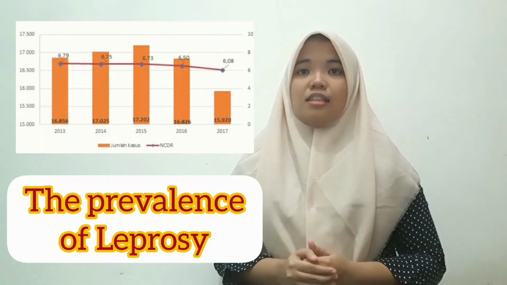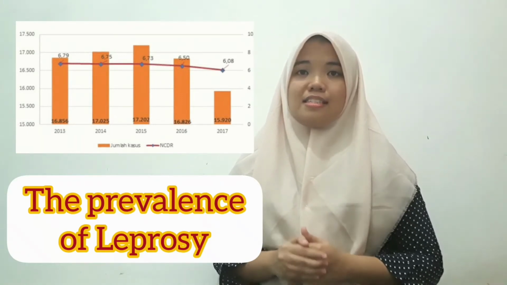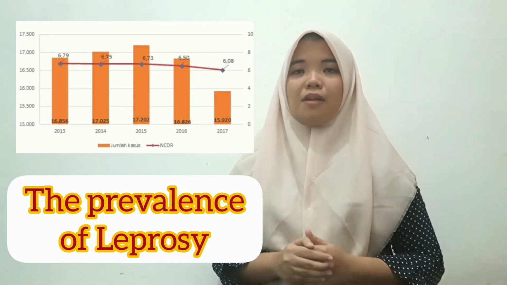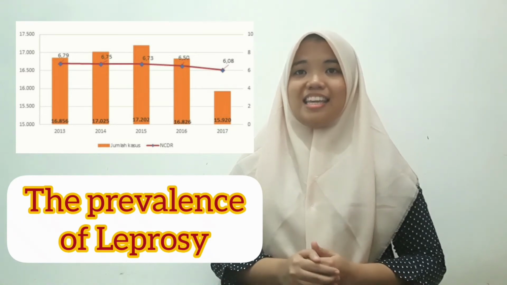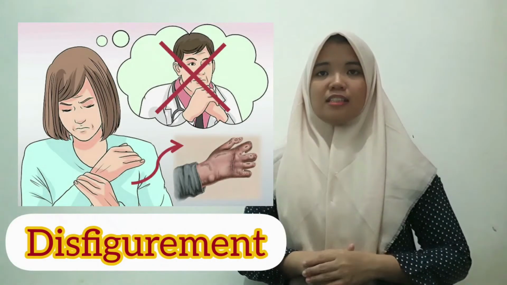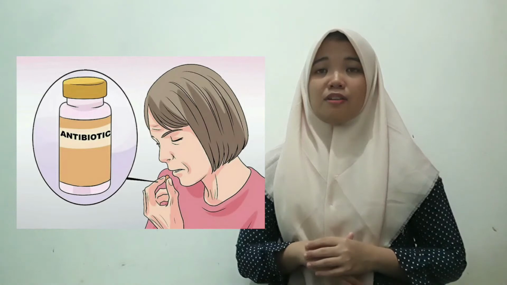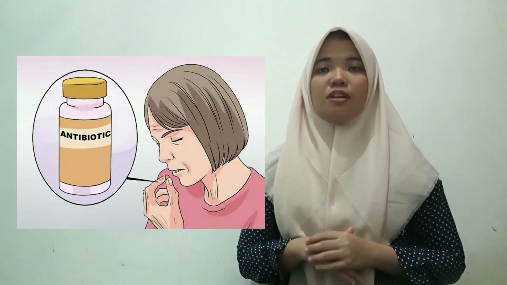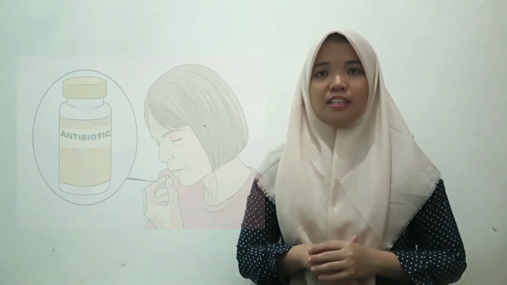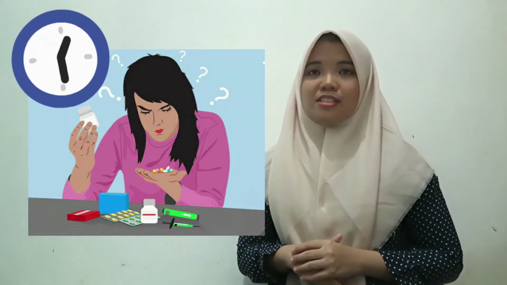In Indonesia, the leprosy prevalence rate is 6.08 cases per 100,000 population, with a total of 15,920 cases. If leprosy is not treated, it can cause severe disfigurement and significant disability. Leprosy is treated with several antibiotics and anti-inflammatory medications such as rifampin, minocycline, and aspirin. The treatment will last for months and possibly up to 1 to 2 years.